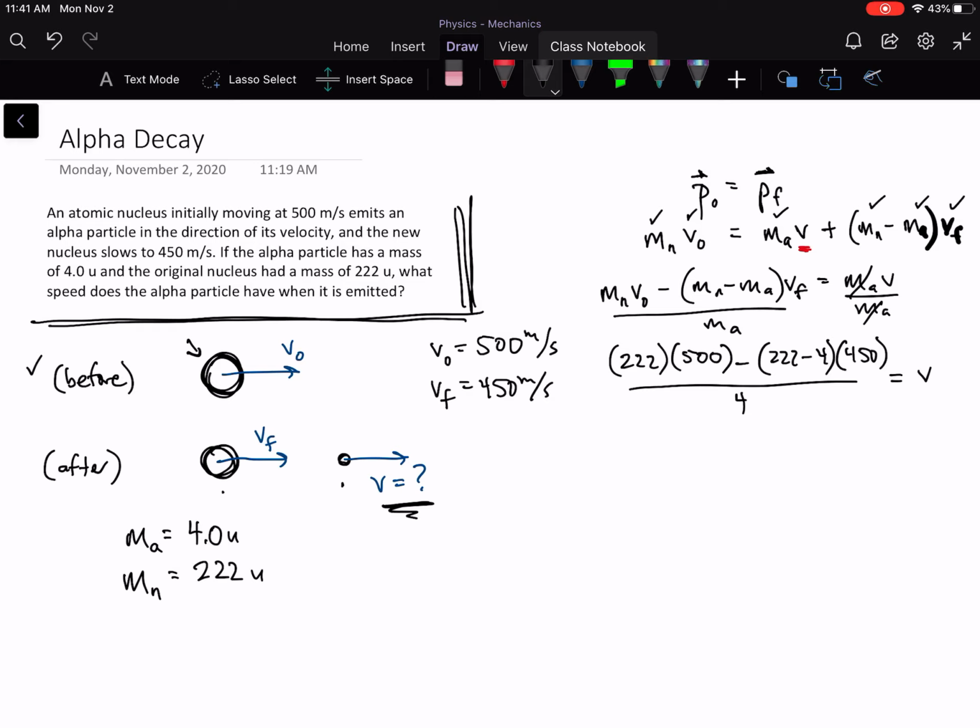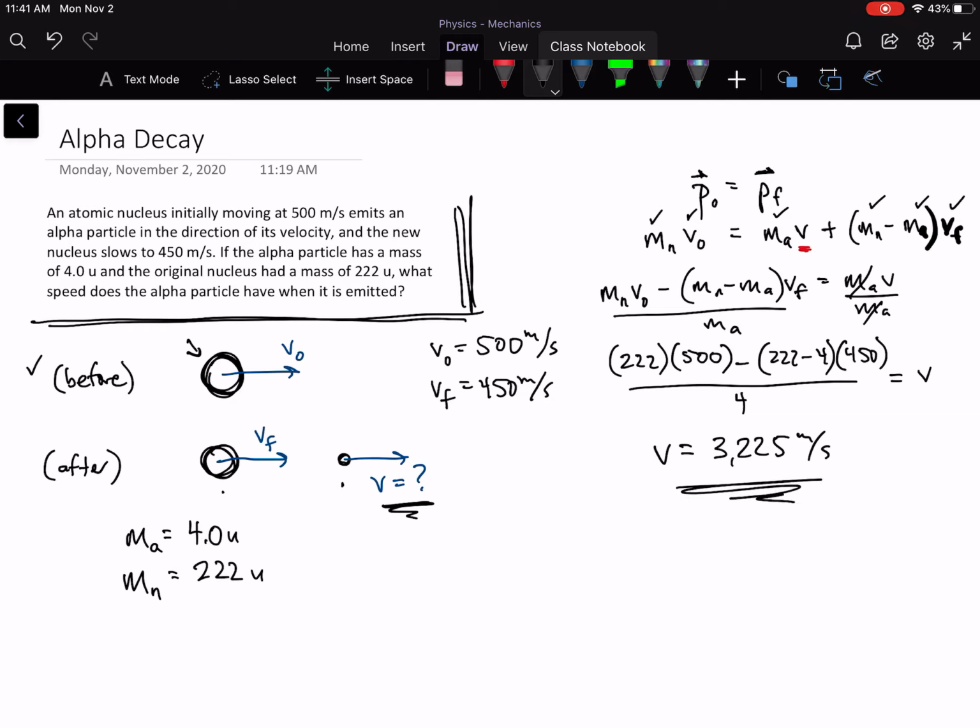Okay. So if we type it in live, we got 222 times 500 minus, then we put some parentheses in, 218 times 450. Divide that result by 4. And you get that the velocity of the alpha particle was 3,225 meters per second. Rounded to sig figs here, I guess you round it to more like 3,200 meters per second, okay? But this is reasonably close, okay?